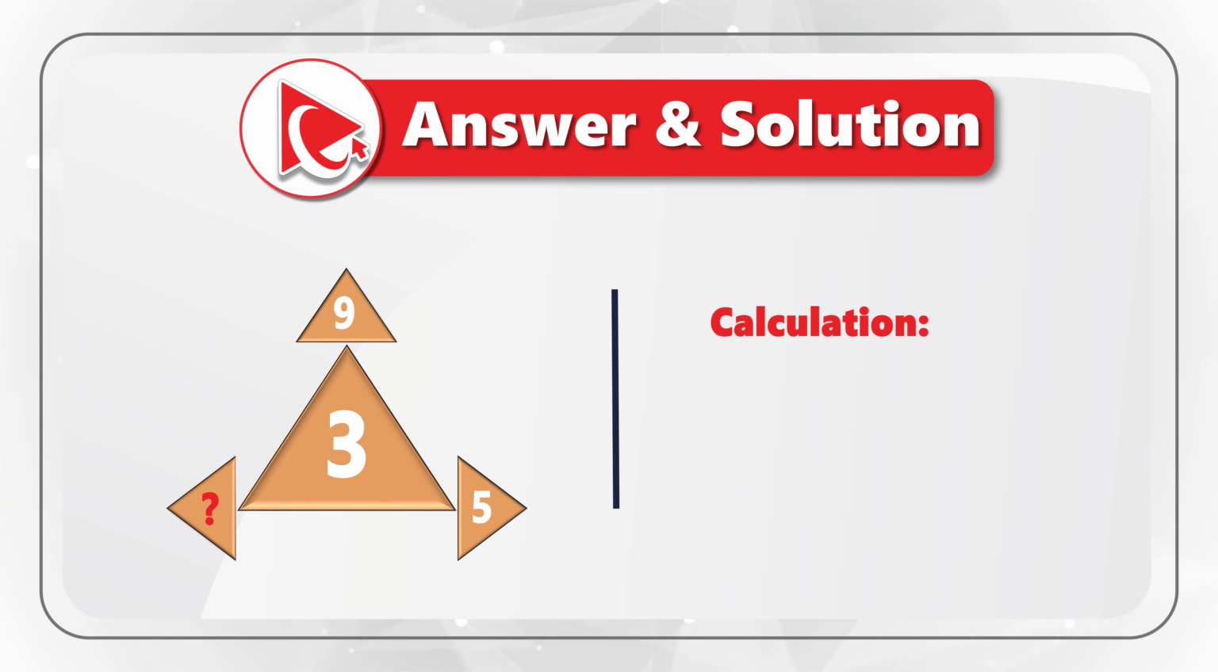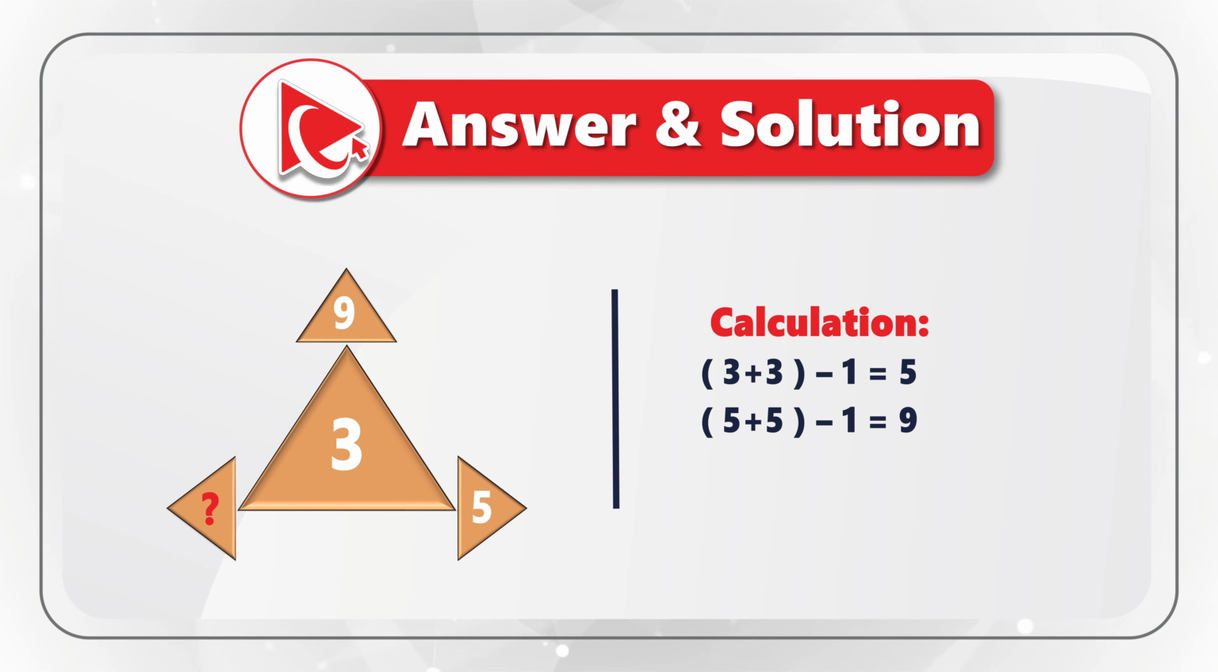The first number is 3. To calculate the next number, we need to add 3 plus 3, then subtract 1, and the end result of this is 5. Let's go to the next number. 5 plus 5 minus 1 equals 9. That's how we got the number on top in the small triangle.